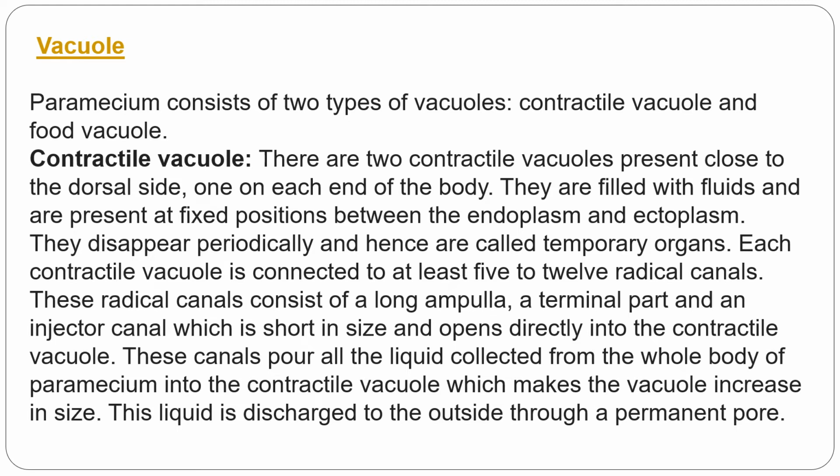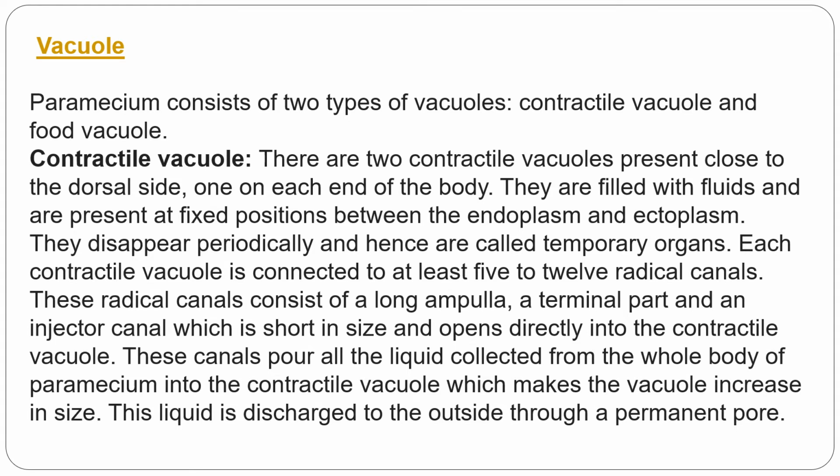They disappear periodically and hence are called temporary organs. Each contractile vacuole is connected to at least 5 to 12 radial canals. These radial canals consist of a long ampulla, a terminal part, and an injector canal which is short in size and opens directly into the contractile vacuole.